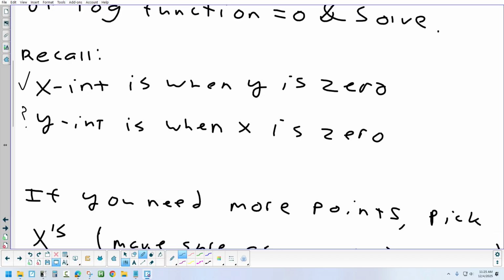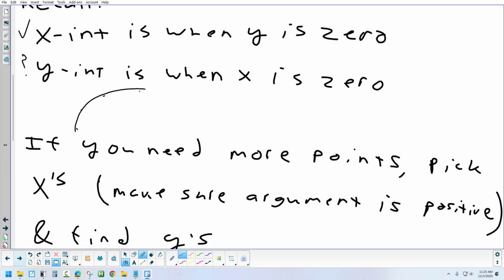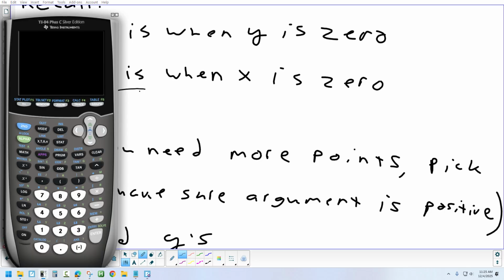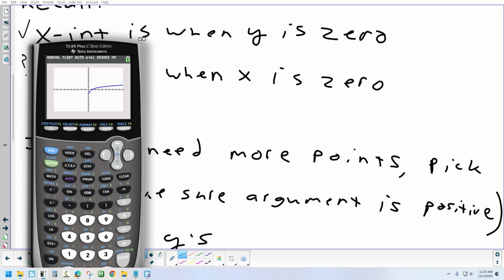If you feel like you need a few more points, which you probably will, you'll need probably 2 or 3 points to do a log function, because you've got to be able to draw the curve. So what we'll do is we'll use the table to get some more points. But remember, once you have your asymptote, the graph only bends in one direction. If you pick points that go the wrong way, okay, let's look at this one. Let's pick some points over here. The graph doesn't go over here.